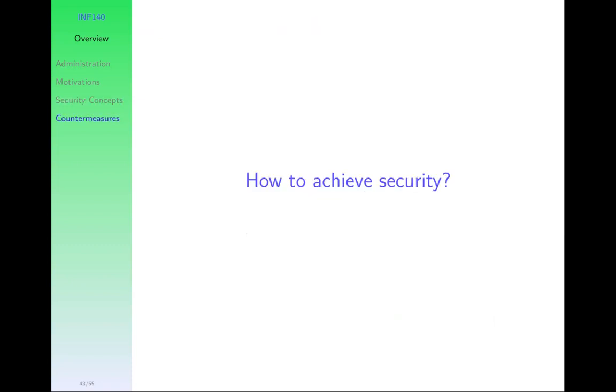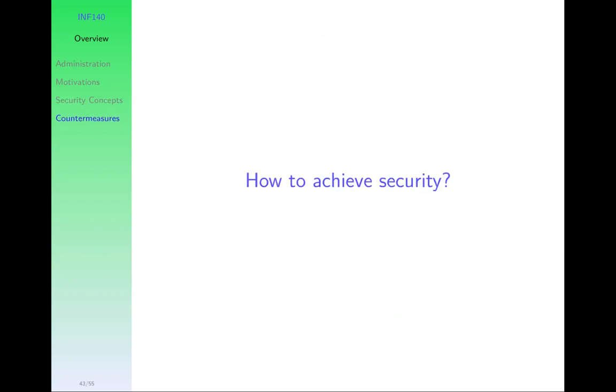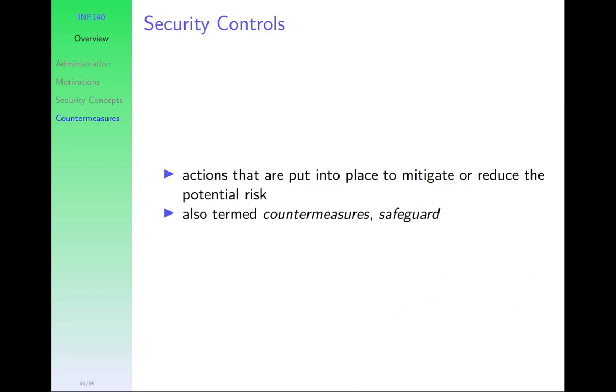So with the previous attacks, now we have seen there are some different types of attacks. How can we achieve the security attributes we mentioned? Then we come to security controls, also termed countermeasures or safeguards in cybersecurity. They are actions that are put into place to mitigate or reduce some potential risks.